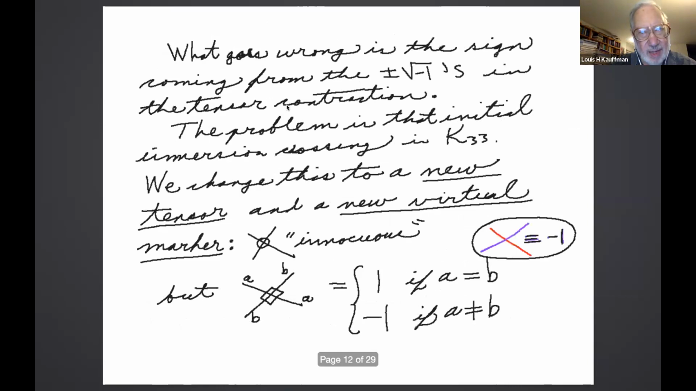So that leads to the following notion, that for an immersion crossing, an initial immersion crossing that is from the embedding of the graph that I started with, I'm going to add a new tensor. And my new tensor is going to be 1 if the lines cross over one another with the colors going straight through and they are the same color. If they're different colors, then it will be minus 1.